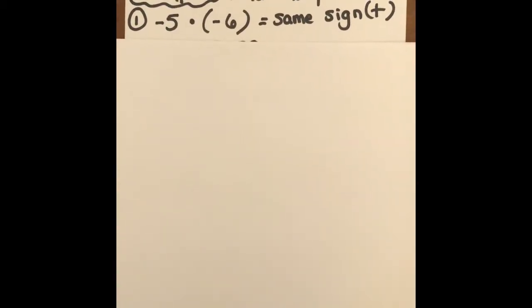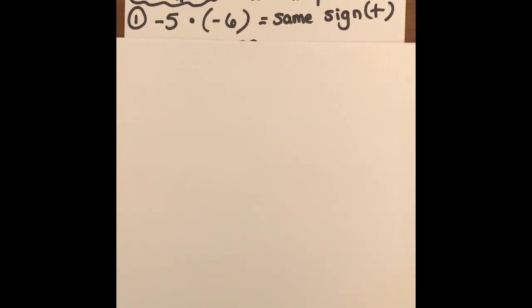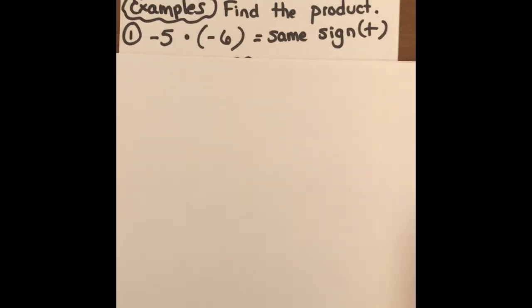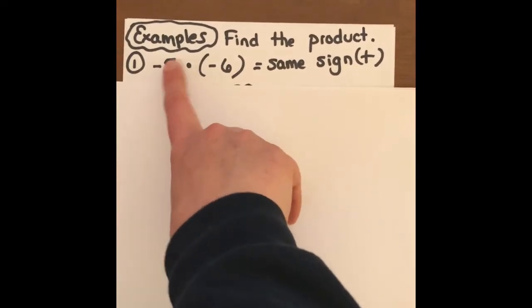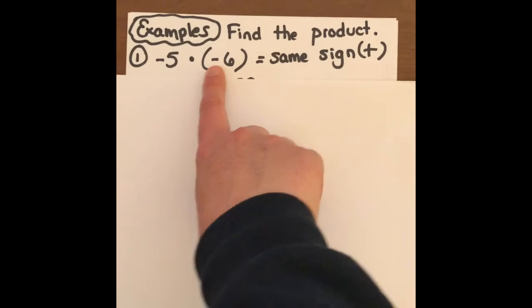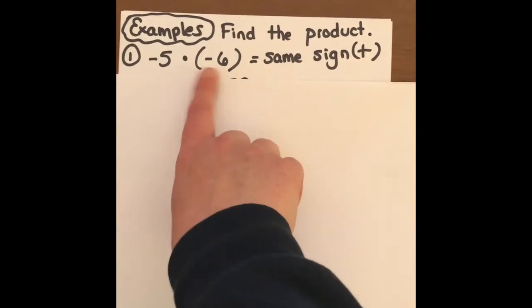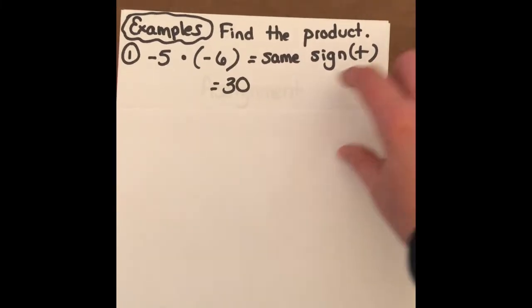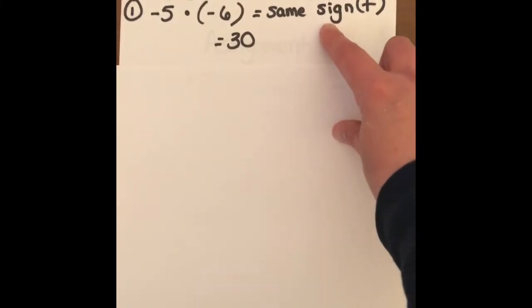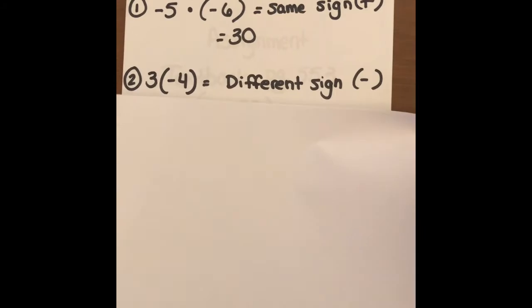Okay, let's look at some examples. You're going to see the direction, find the product. So we have -5 times -6. A negative times a negative, same sign. That means our answer is going to be positive. So you're just doing the math. What's 5 times 6? Well, it's 30. And because they have the same sign, it will be a positive 30. So -5 times -6 is going to be positive 30.